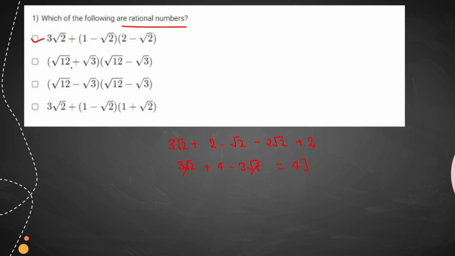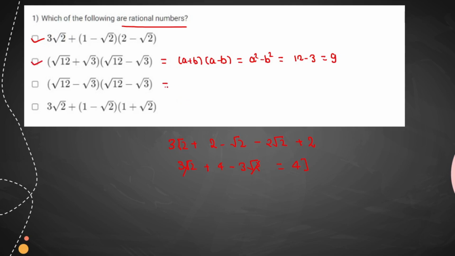The second option is root 12 plus root 3 multiplied by root 12 minus root 3. It is basically a plus b and a minus b, so it will give a square minus b square. So simply it will be 12 minus 3, that is 9. So 9 is a rational number, so this option is also correct.